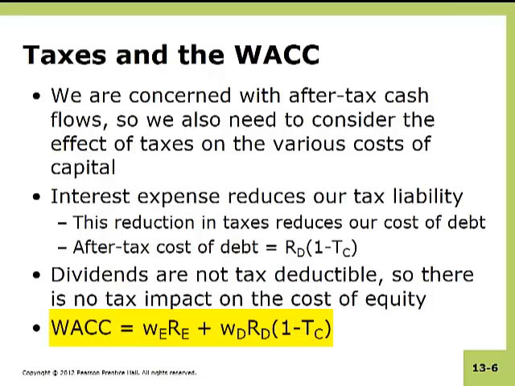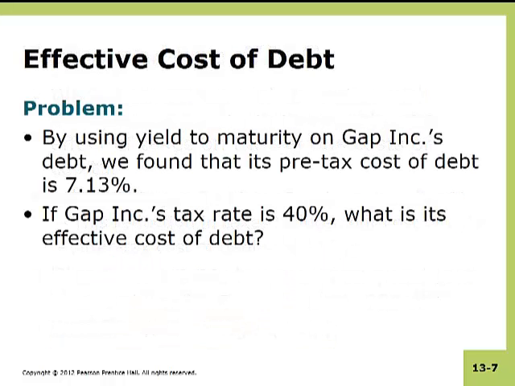Now, if we have other financing that's a significant part of our capital structure, we would just add the additional terms to the equation and consider any tax consequences, such as plus the weight of preferred stock times the cost of preferred. Let's do a cost of debt problem.